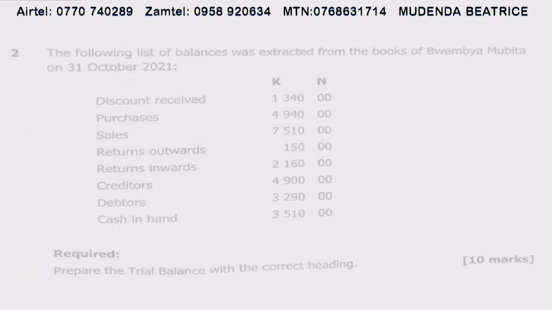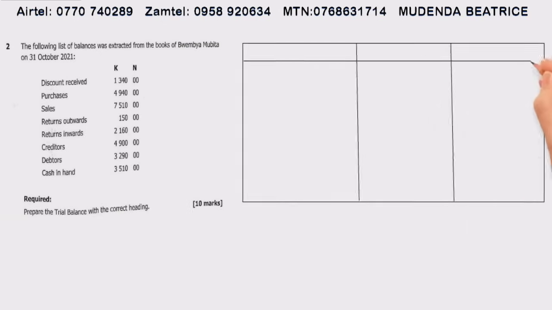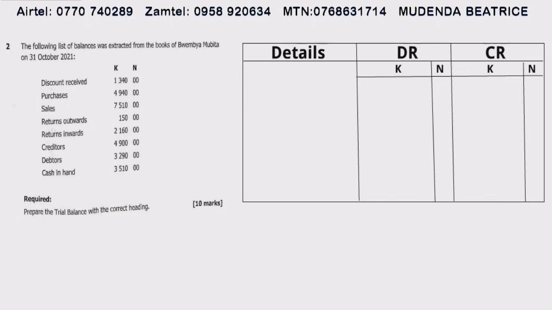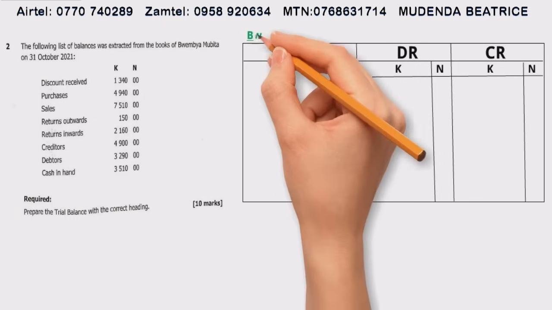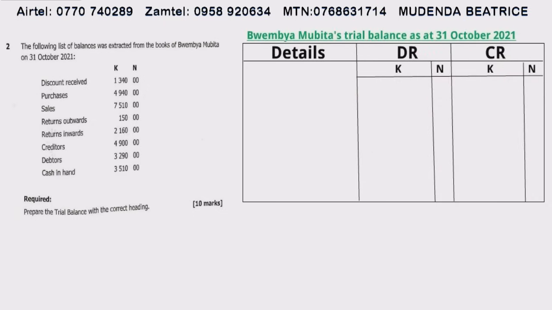Okay, so first let me zoom in on the question and bring the frame for the trial balance. So that's the frame for the trial balance. As you can see, it has got details, debit, credit, kwacha sign, and ngwee sign. Then the first thing we need to do is give this trial balance the correct name. Remember, they are saying we write the correct heading. So the heading should be Wembia Mubita's trial balance as at 31st October 2021. Okay, that's the heading. Once we've done that, we should be able to score 1 mark from there.